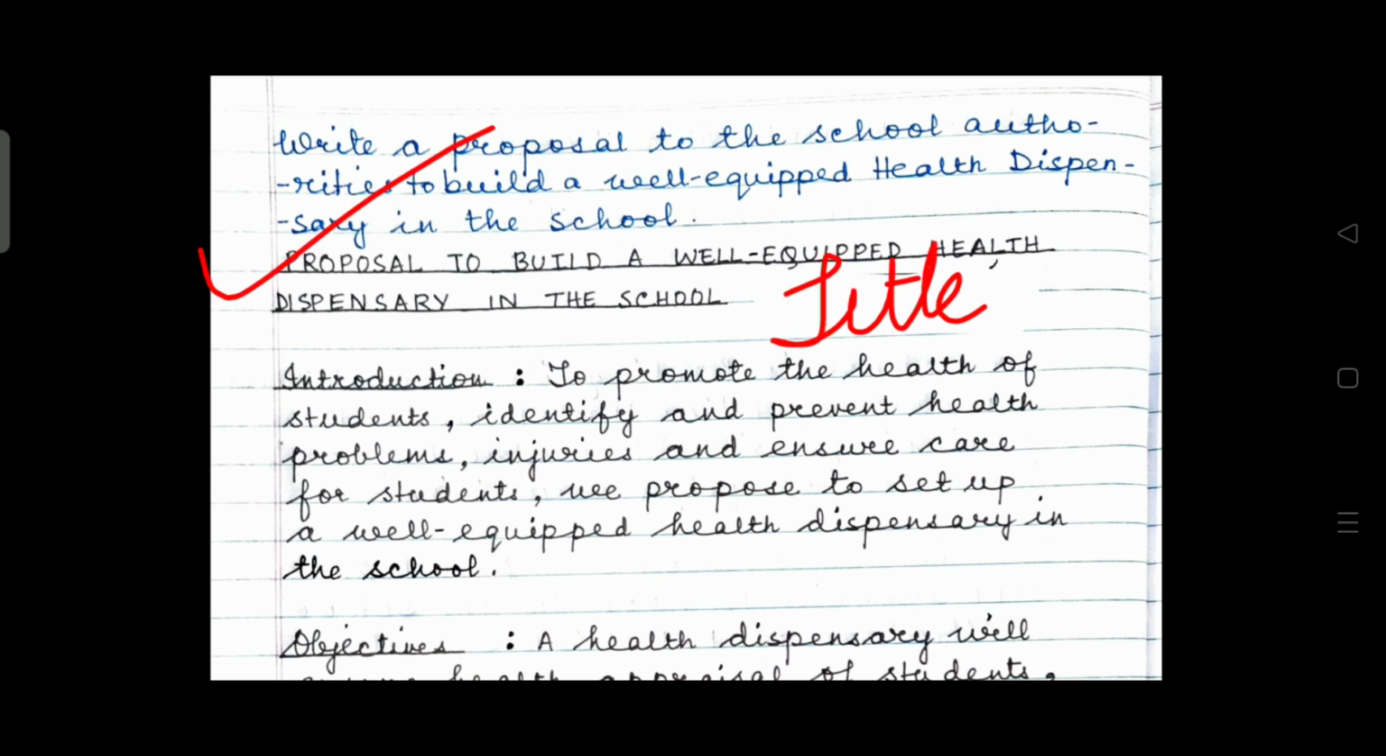Take help for writing the title from the question. In the question it is given, a proposal to build a well-equipped health dispensary in the school, and that's exactly my title. Proposal to build a well-equipped health dispensary in the school. Everything must be in block letters. Underline it neatly with the help of your pencil and your ruler.